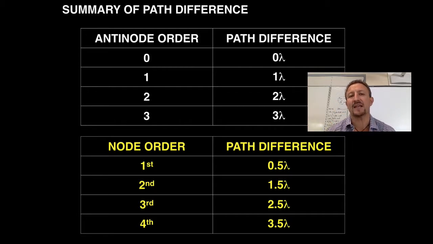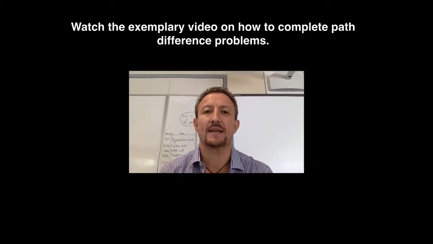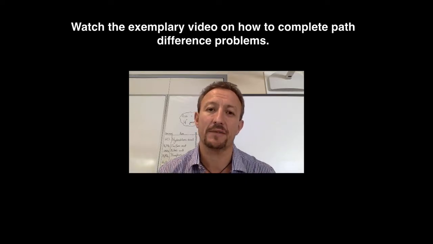It makes sense that the nodal point is half a wavelength difference because you've got to have a crest meeting a trough at the same time so they cancel out. So it's got to be half a wavelength out in order for that to occur. What I suggest you also do is have a look at the exemplary video which I'm going to be posting up, and that will run through a few problems and show you how you can use path difference.